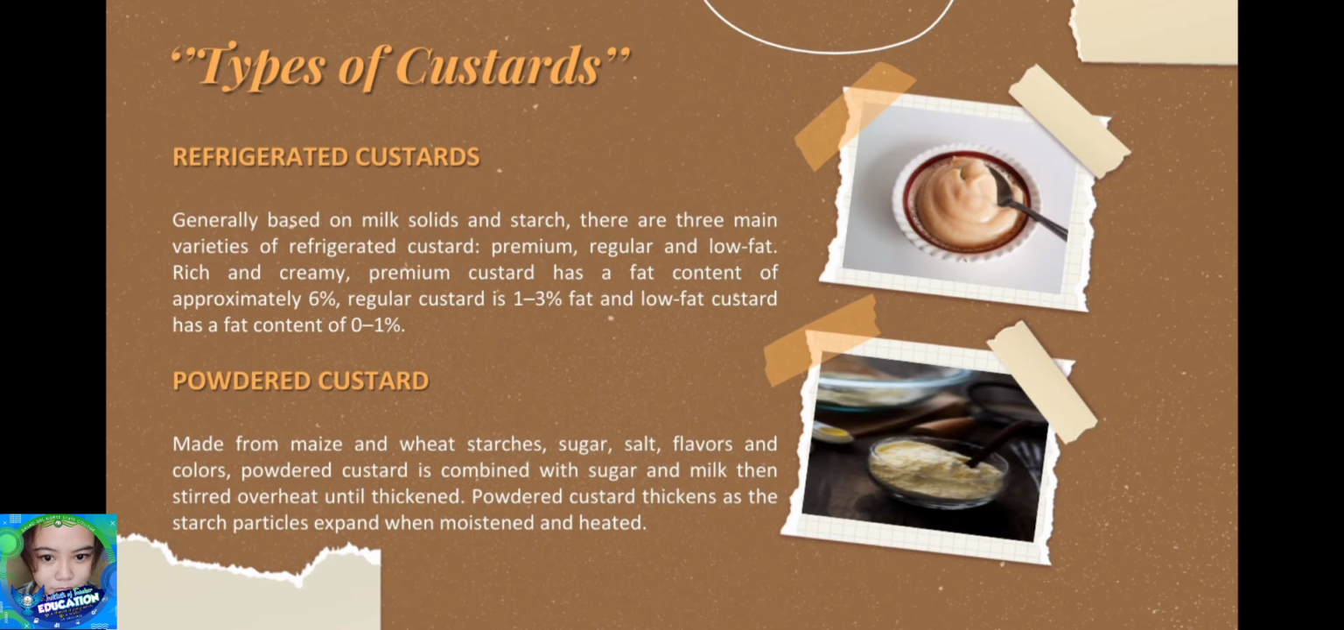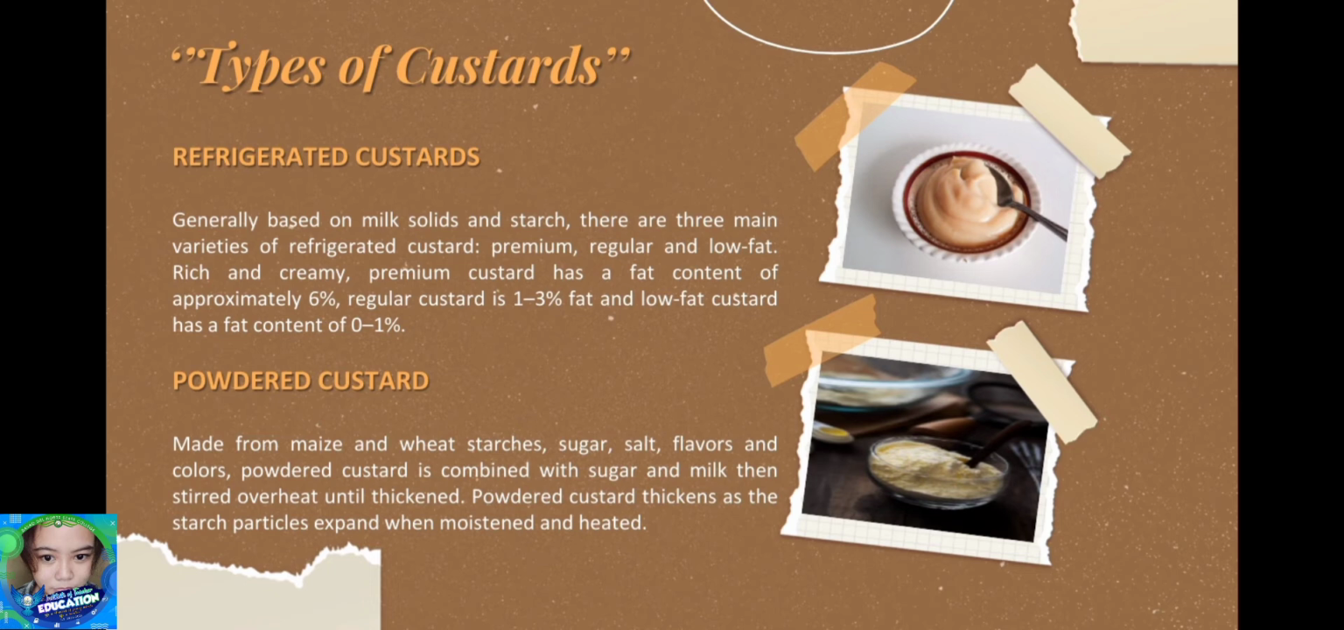There are three main varieties of refrigerated custard. First is premium, second is regular, and lastly the low fat. Rich and creamy, premium custard has a fat content of approximately 6%, regular custard is 1 to 3% fat, and low fat custard has a fat content of 0 to 1%.